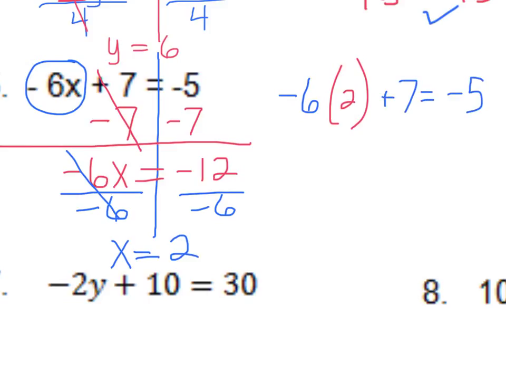Let's see. Negative 6 times 2 is negative 12, plus 7 equals negative 5. When I have a negative and a positive, I subtract. So 12 minus 7 is 5, and I keep the sign of my bigger number. So negative 5 equals negative 5. So that's true. I've now checked my work.